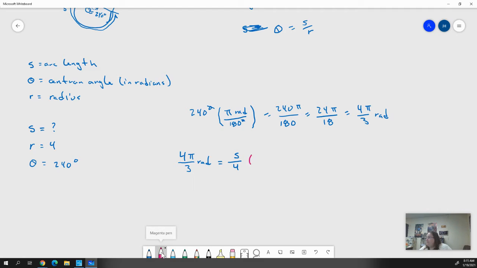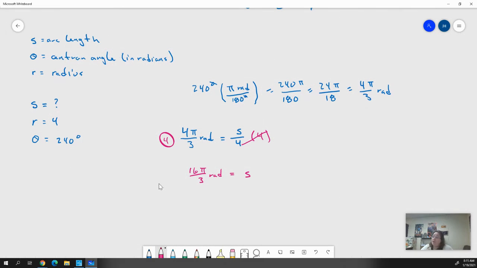So if I multiply this by 4 and this by 4, it's going to solve this for S, which is what we're looking for in the first place. These are going to cancel, and here I'm going to have 16 pi over 3 radians equals S. You can leave this as 16 pi over 3.